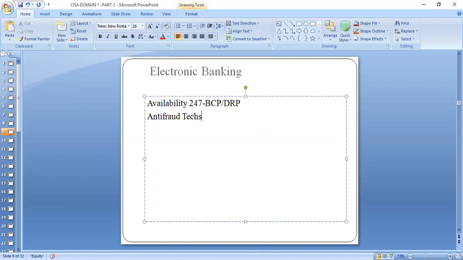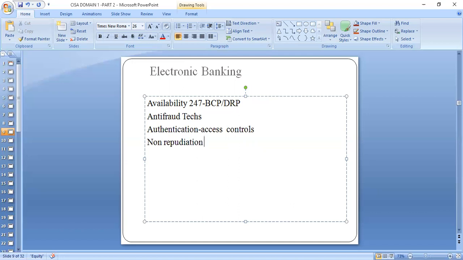All right, authentication, of course. How do I prove that this transaction is originating from the right source? Okay, so the auditor will be checking for the access controls that are put in place. What about non-repudiation? We'll be talking about this a lot in domain 5.